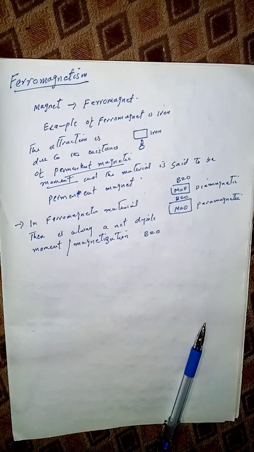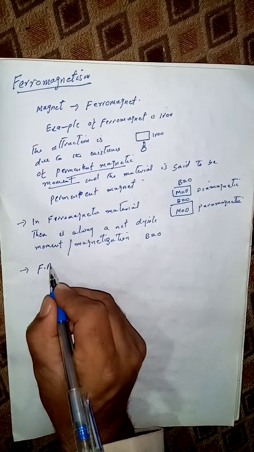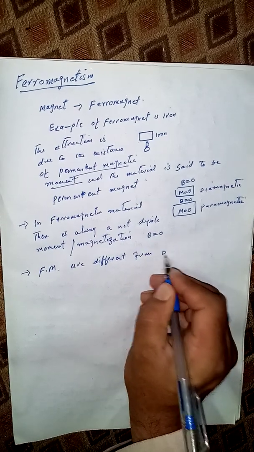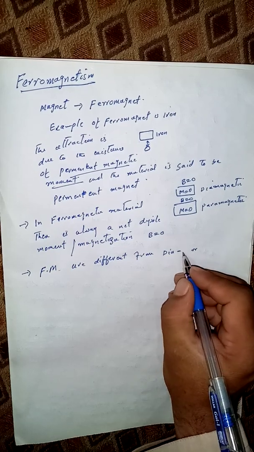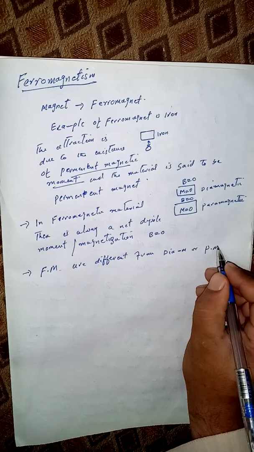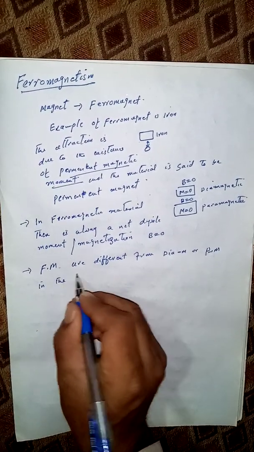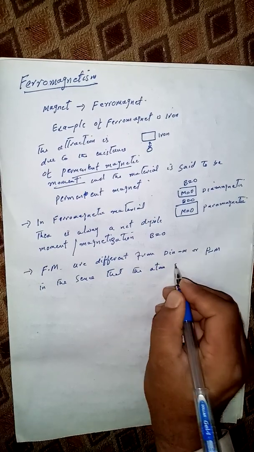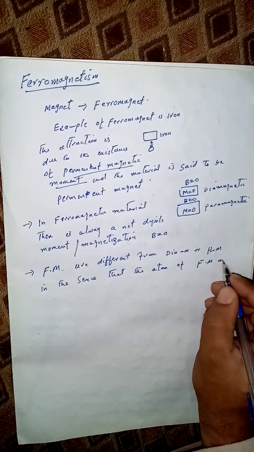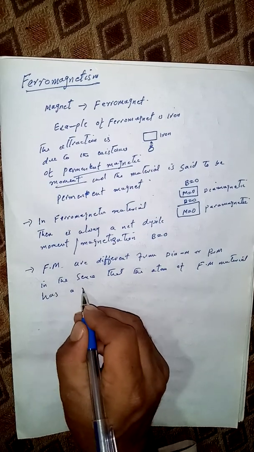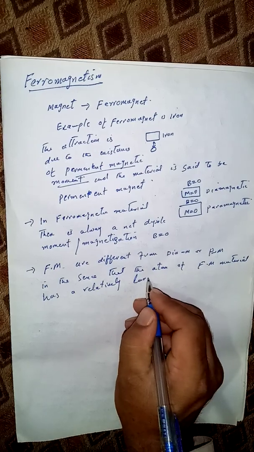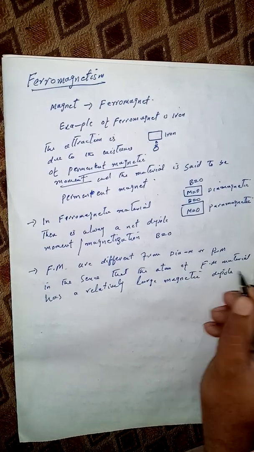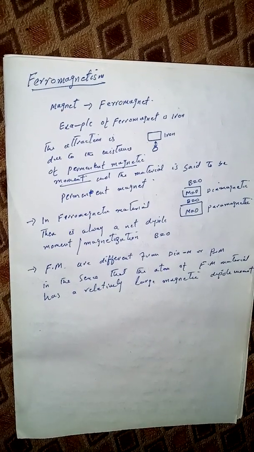Now the third property is that ferromagnetic materials are different from diamagnetic or paramagnetic material in the sense that the atom of ferromagnetic material has a relatively large magnetic dipole moment. This is another property of ferromagnetic material.